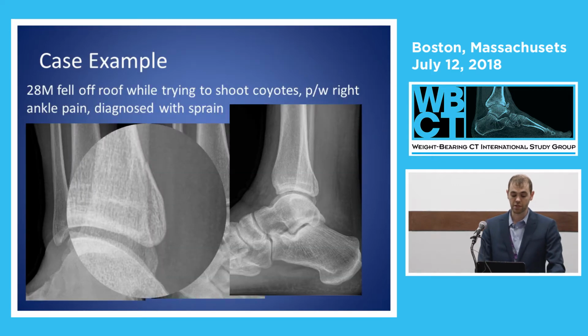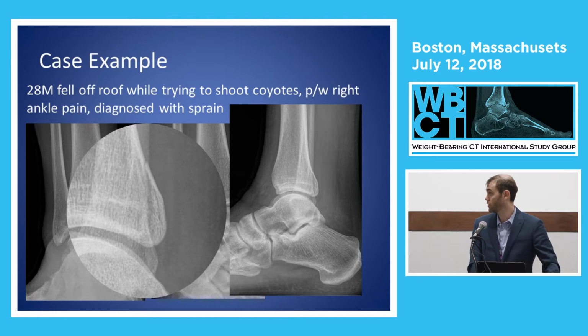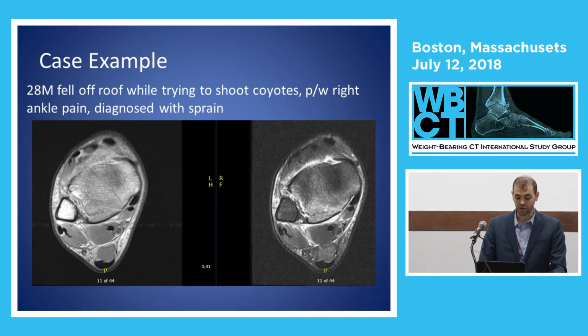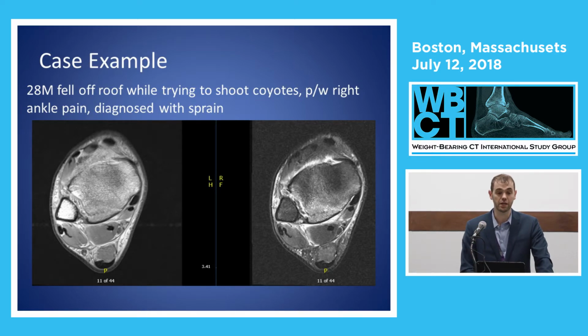And so I show a case example of a 28-year-old male. He fell off a roof while trying to shoot coyotes. This is a true story. The coyotes won. And he presented with right ankle pain and was diagnosed with a sprain and initially treated non-operatively. On the lateral view, however, there was a little bit of an irregularity in the posterior malleolus. And so prior to him coming to me, he had had an MRI.